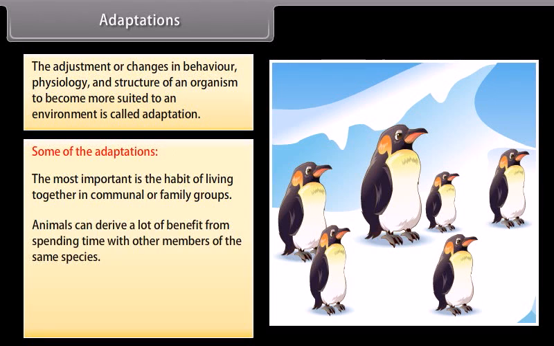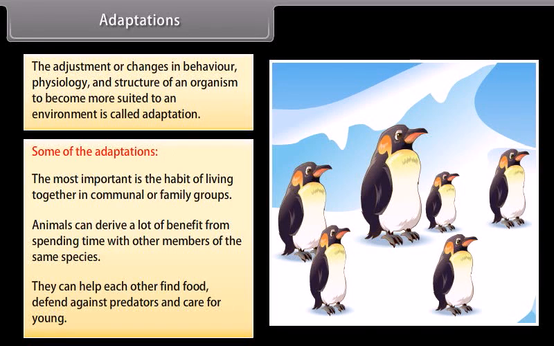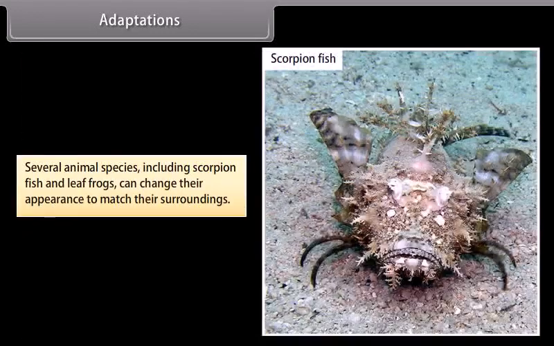Animals can derive a lot of benefit from spending time with other members of the same species. They can help each other find food, defend against predators, and care for young. Several animal species, including scorpionfish and leaf frogs, can change their appearance to match their surroundings.